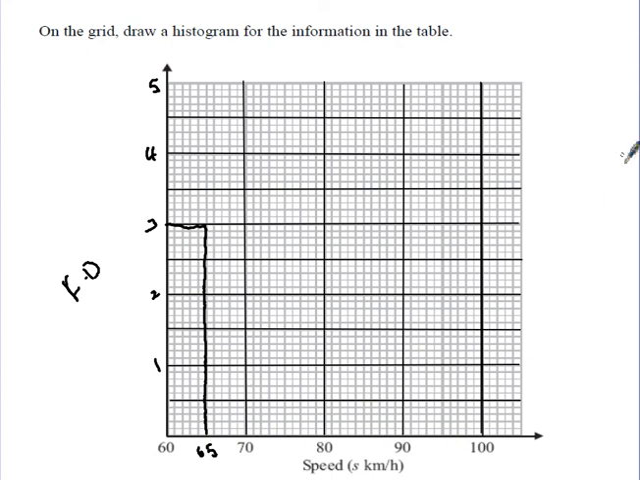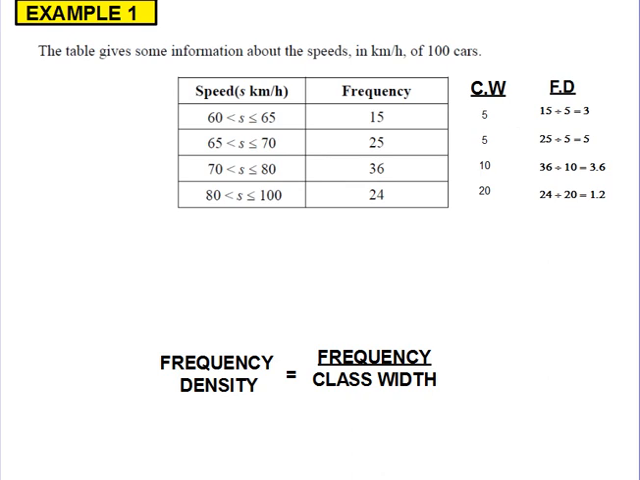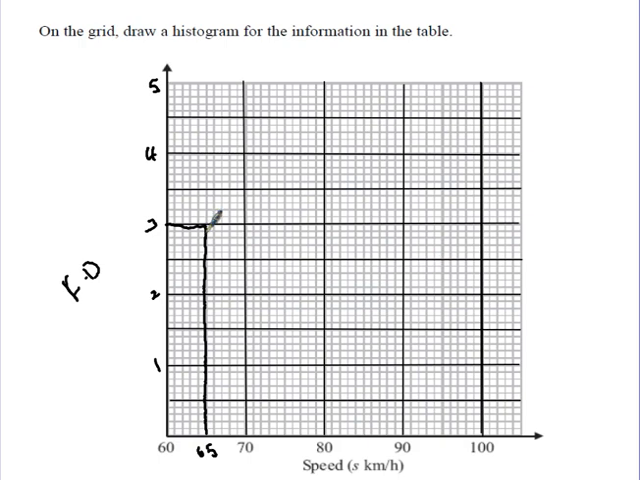So the next one is going to be the next bar along, so that's between 65 and 70, and it's frequency density of 5.